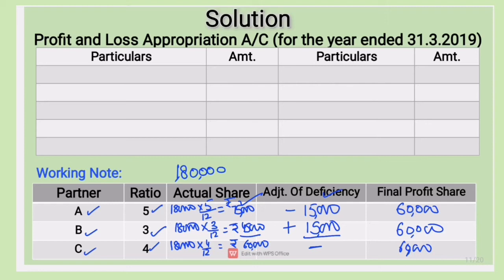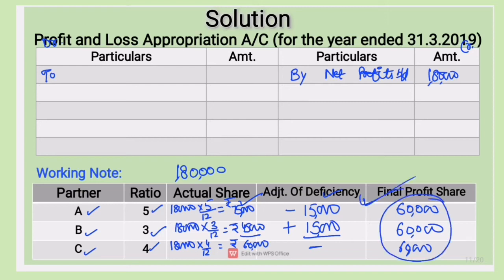Then we have to prepare profit and loss appropriation account for it. In profit and loss appropriation account, first of all we will bring down the net profits on credit side by net profits brought down 1,80,000. Then we will divide these net profits amongst A, B and C after considering the guarantee amount. That is, we will transfer this final share of profits to A, B and C. So we will write it to net profits transferred to A, B and C. So we'll take the amount from the working note.